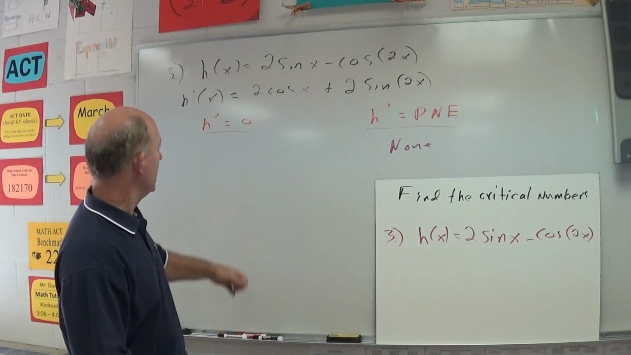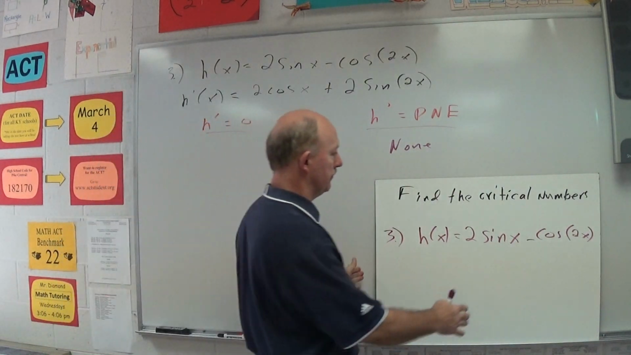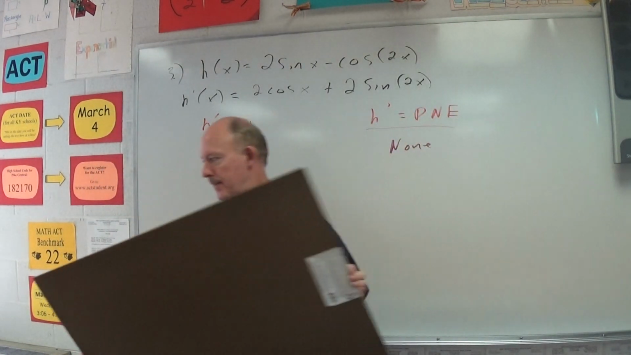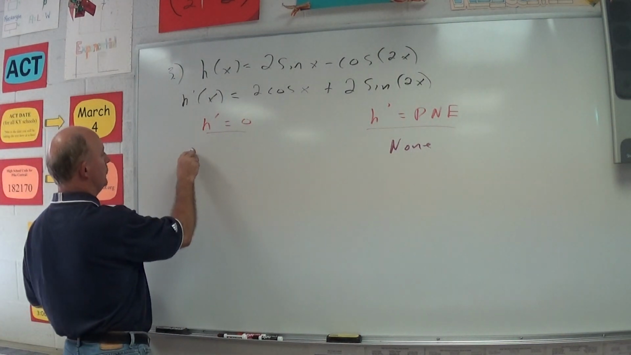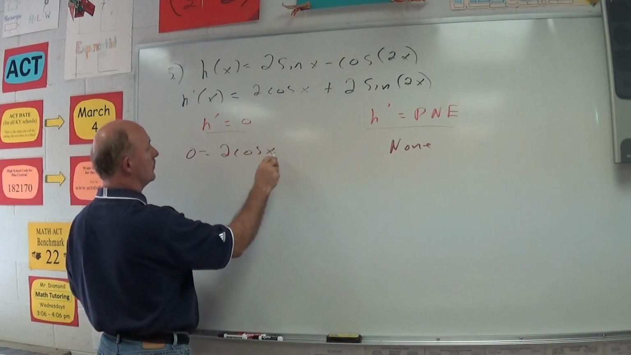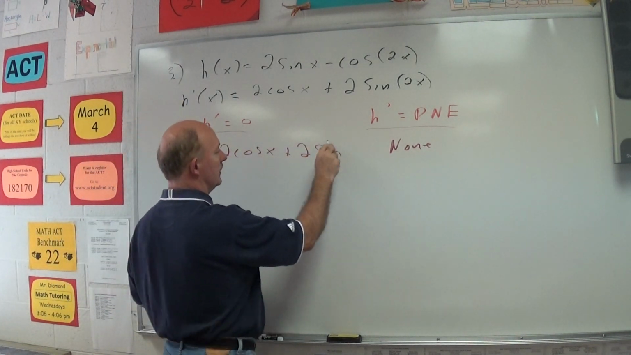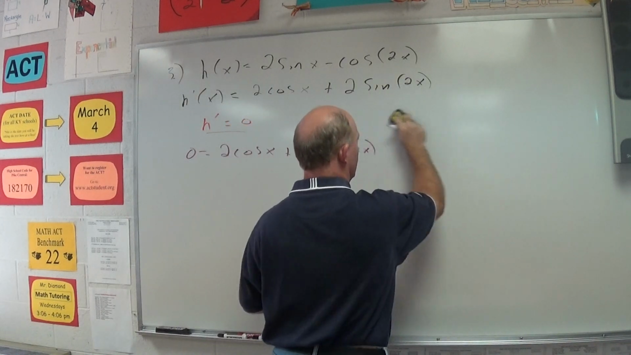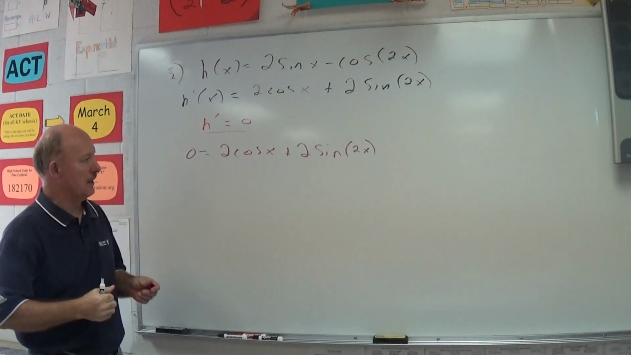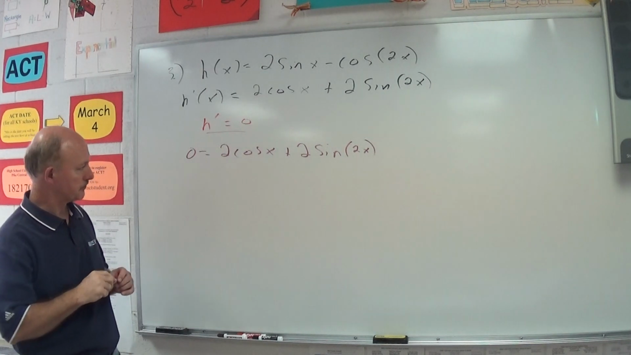All right. Now, let's see where the derivative is equal to 0. So let me take this and set it out of the way. Let's see where the derivative is equal to 0. So I'm going to do 0 equals 2 cosine x, okay, plus 2 sine 2x. And I'll erase this from here. So there are no places where the derivative is undefined, right? That's where it doesn't exist.